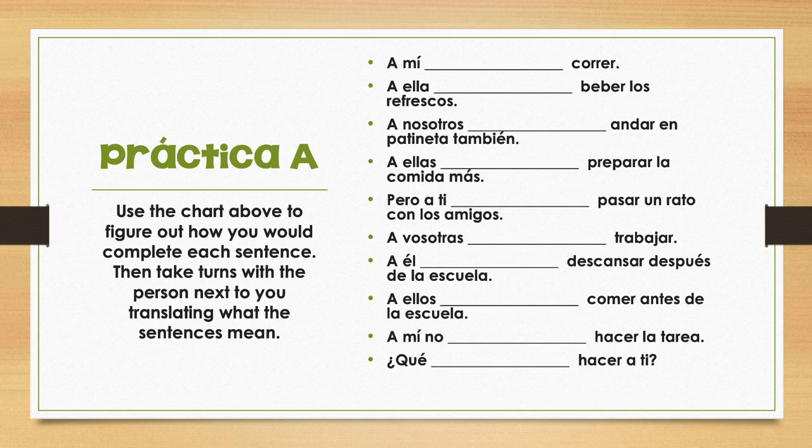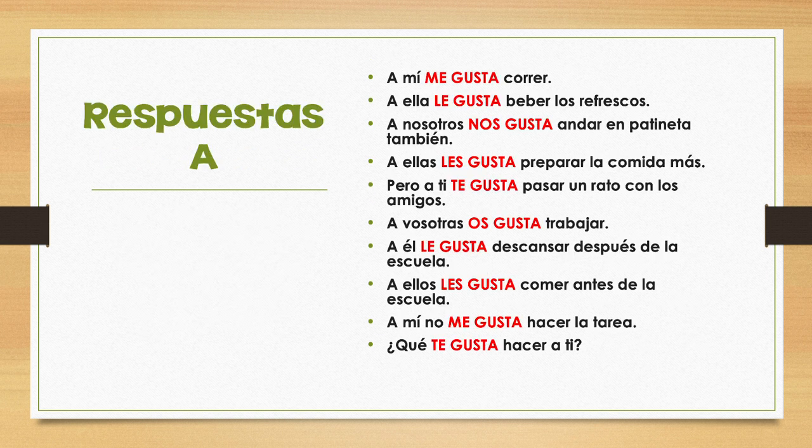Pero a ti blank pasar un rato con los amigos. A vosotras blank trabajar. A él blank descansar después de la escuela. A ellos blank comer antes de la escuela. A mí no blank hacer la tarea. And que blank hacer a ti. In order, we should have me gusta, le gusta, nos gusta, les gusta, te gusta, os gusta, le gusta, les gusta, me gusta, and te gusta. Pause if you need time to write those down.